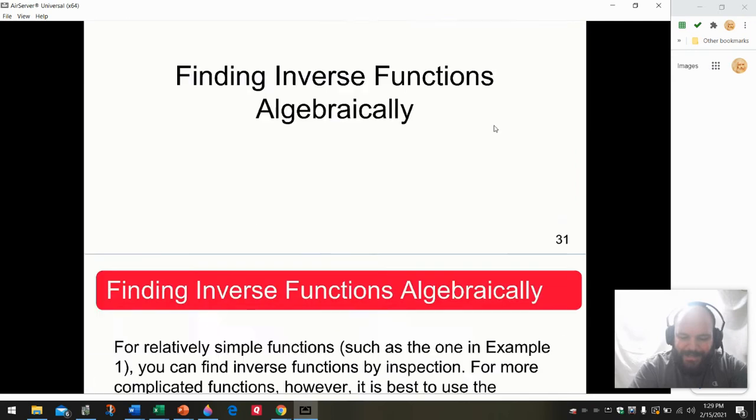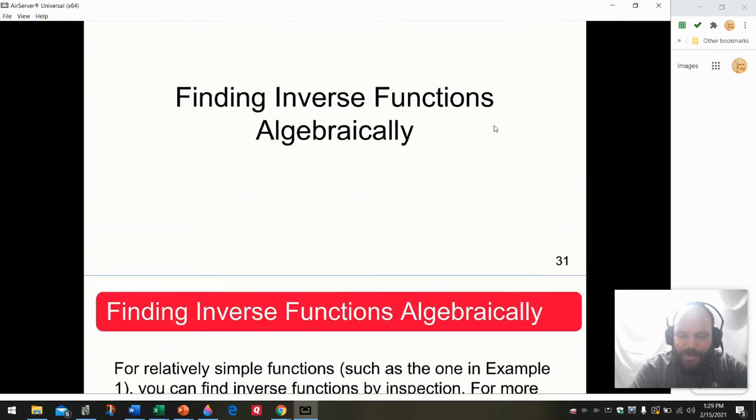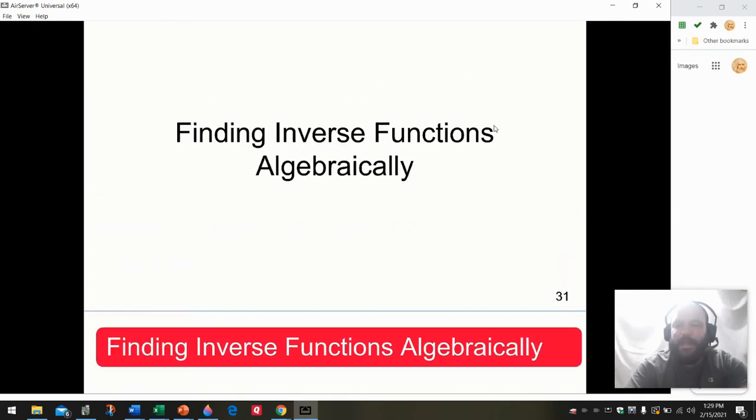Now, the next thing that I want to show you is how to find an inverse algebraically. The first couple videos when we talked about finding inverses, we only found those inverses intuitively. So if we had a function that multiplied all the inputs by 4, then our inverse function would divide all the inputs by 4. So that was kind of easy to understand.